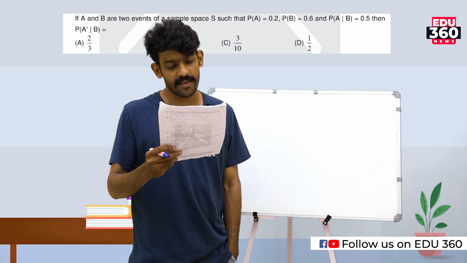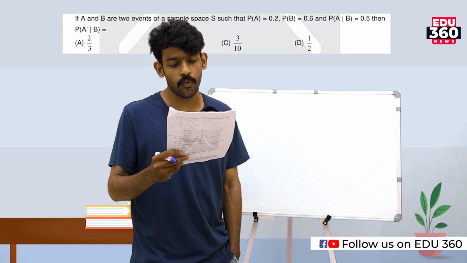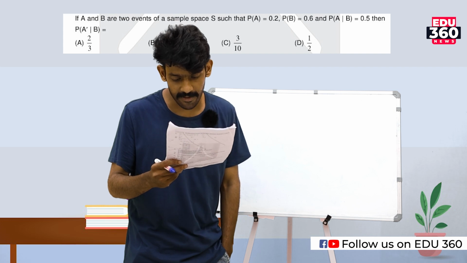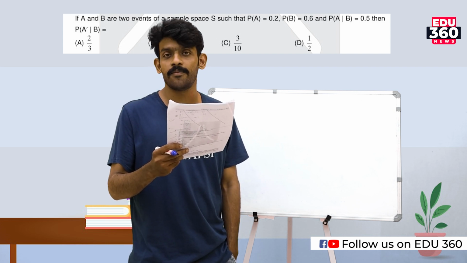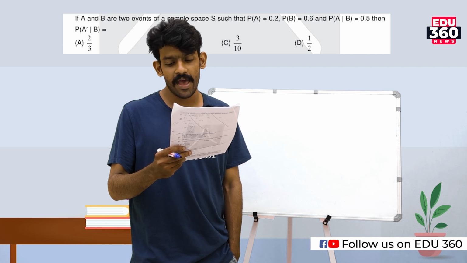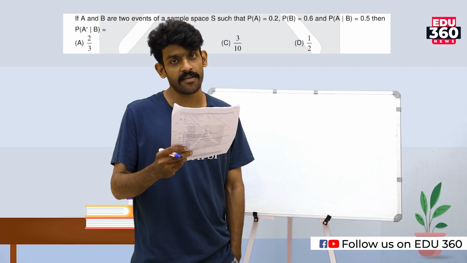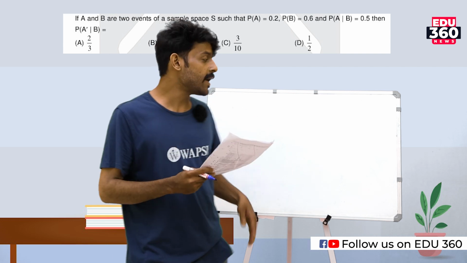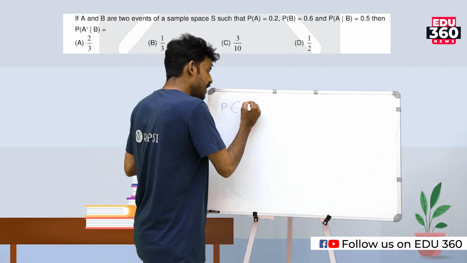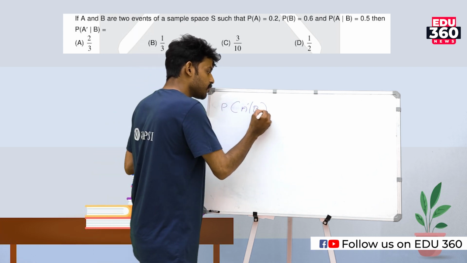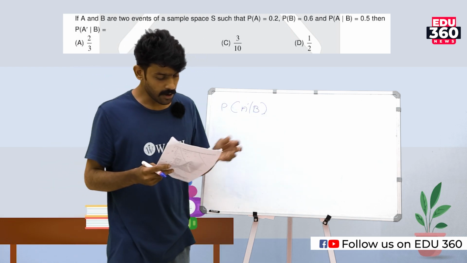So the third question is that if A and B are two events of a sample space such that it's given P of A is equal to 0.2 and P of B is equal to 0.6 and P of A bar B is given as 0.5, then we need to find P of A dash bar B. So we need to find this.